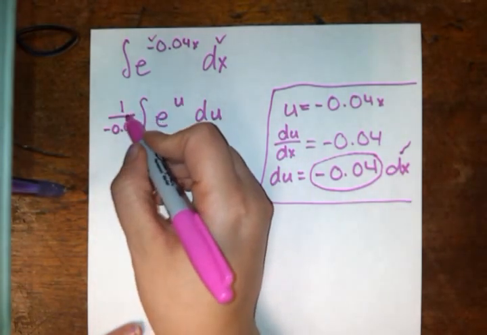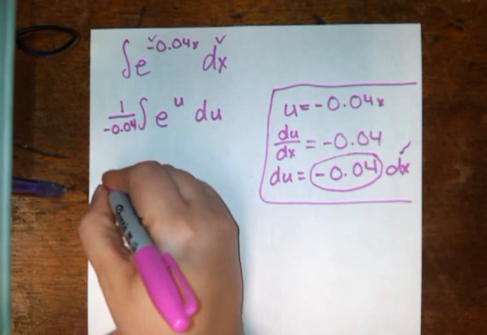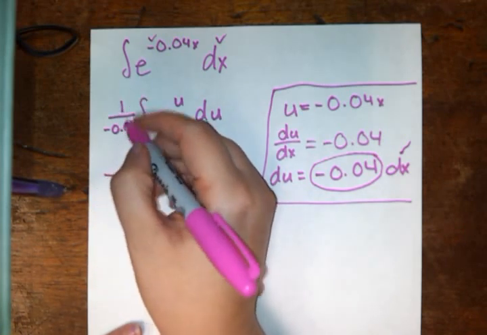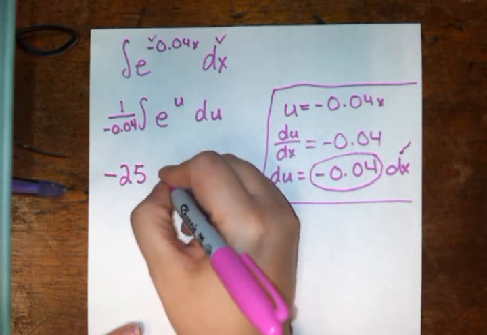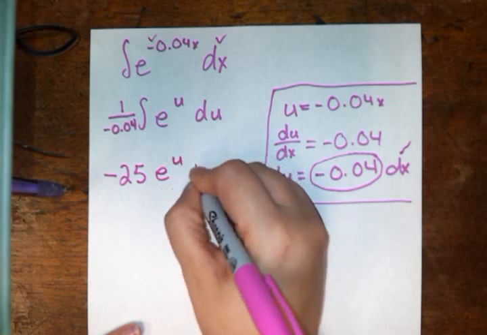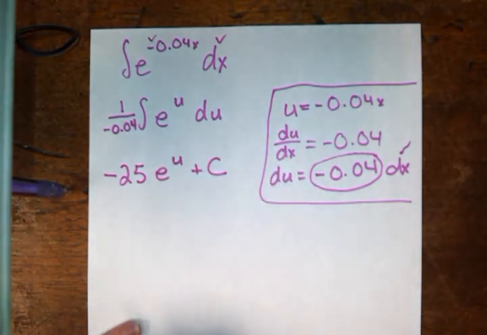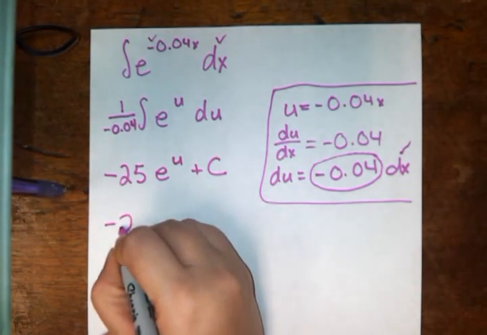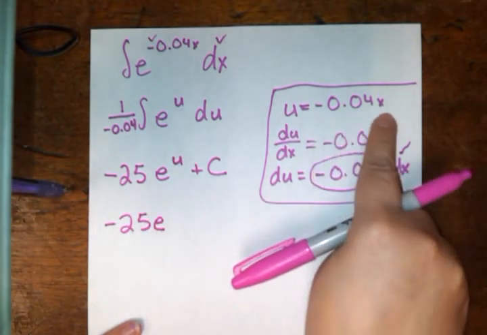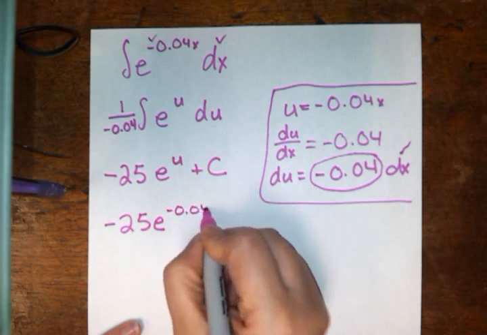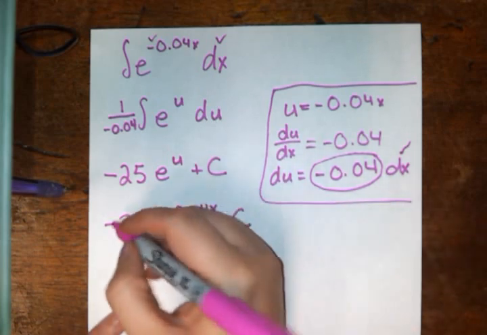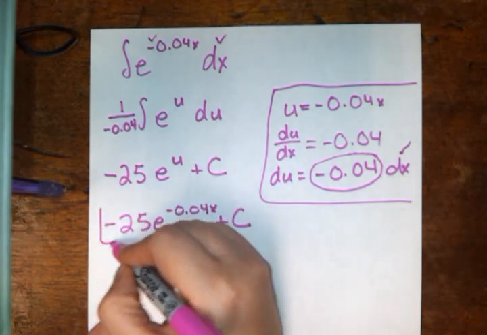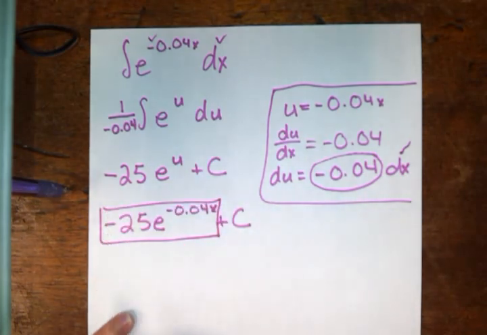So I'm actually going to rewrite this. Plug it into your calculator. You're going to see that 1 over negative 0.04 is actually negative 25. And then the integral of e to the u du is e to the u plus a constant. And now I can just plug in what I had for u. So that's going to give me negative 25 e to the negative 0.04x plus c. And that is the answer that they're looking for. So if you enter this part into WebAssign, you're going to be all set because they already give you the plus c.